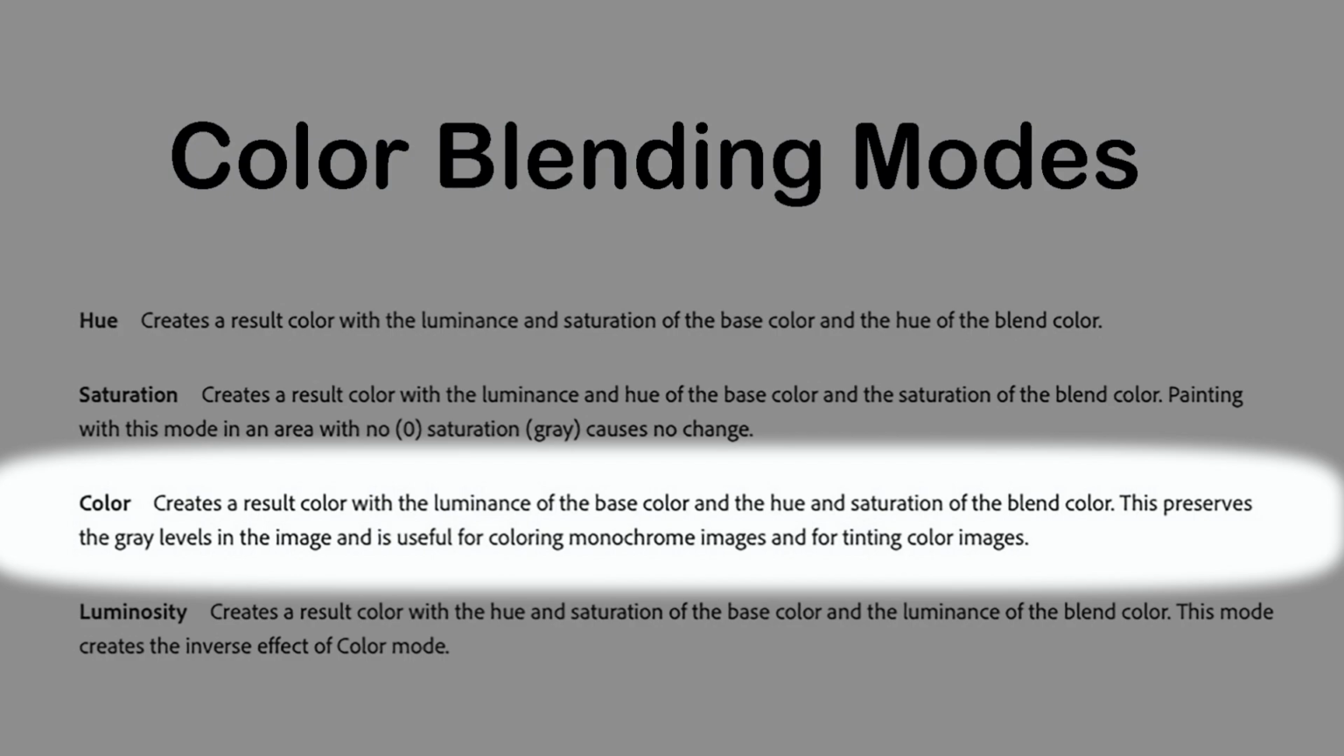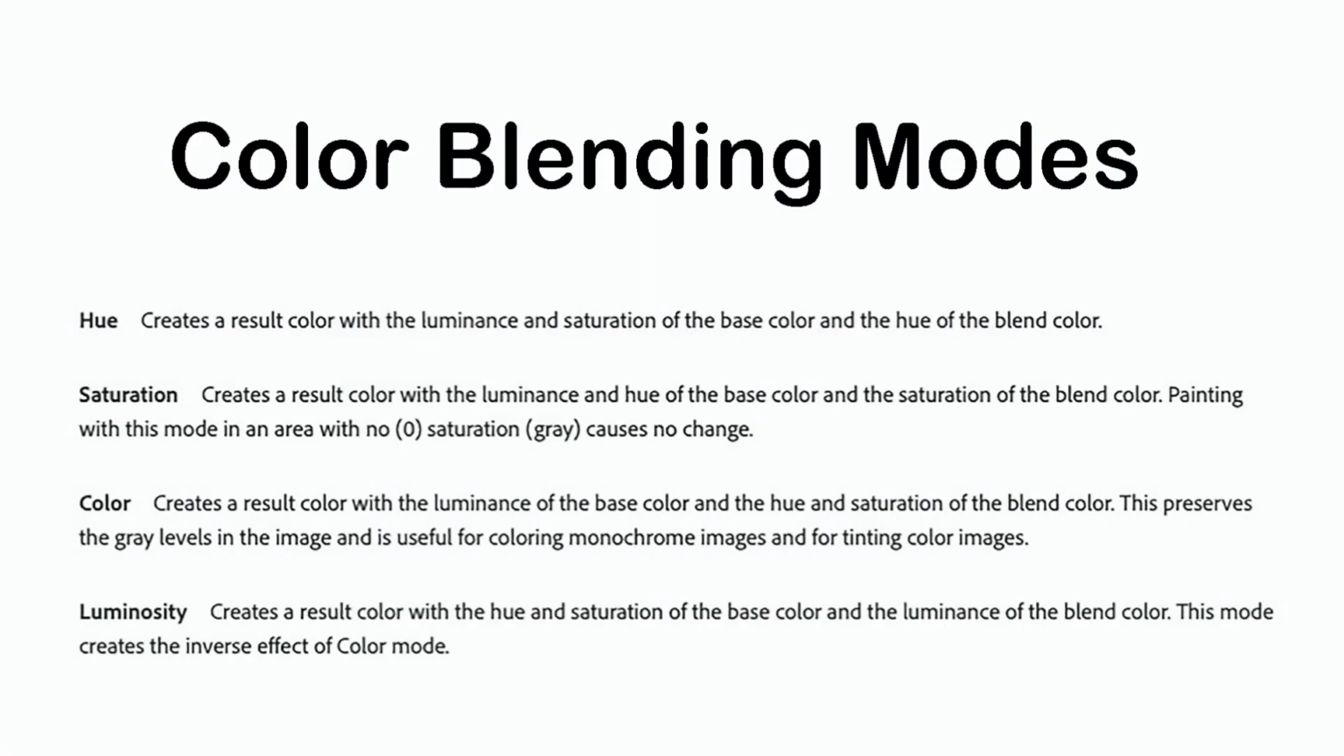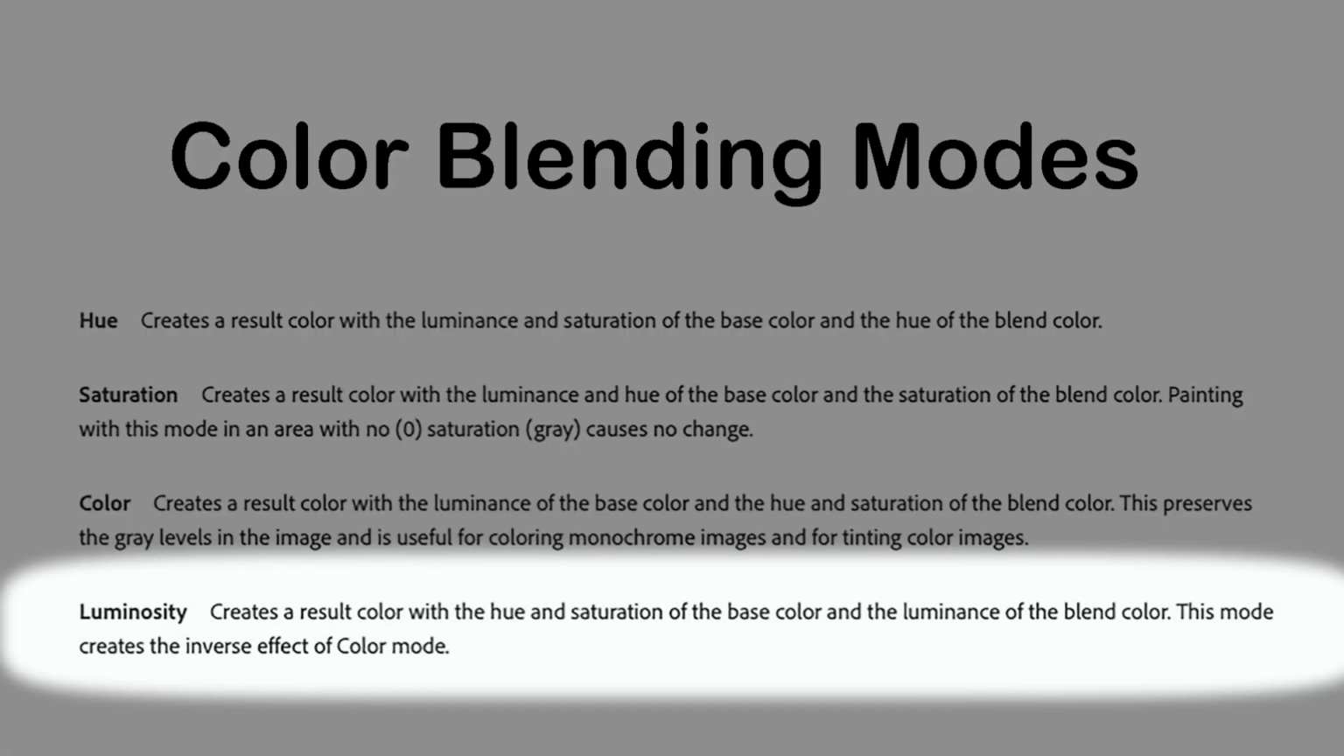Color creates a result color with the luminance of the base color and the hue and the saturation of the blend color. This preserves the gray levels in the image and is useful for coloring monochrome and tinting color images. This is one of the more useful blending modes that we have in Photoshop, and this is pretty easy for me to show and for you to understand what's going on. It's basically taking the luminance of the base color, but then it's taking the saturation and the color of the top color and blending those together.